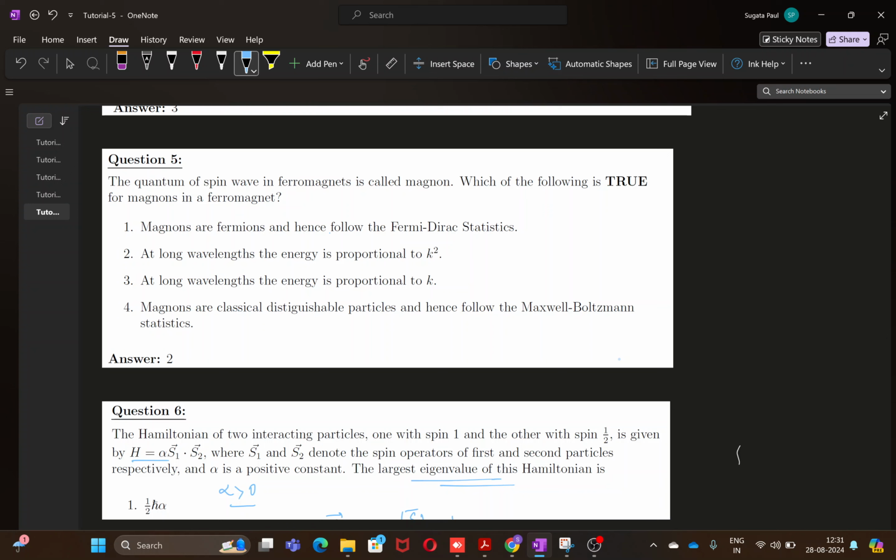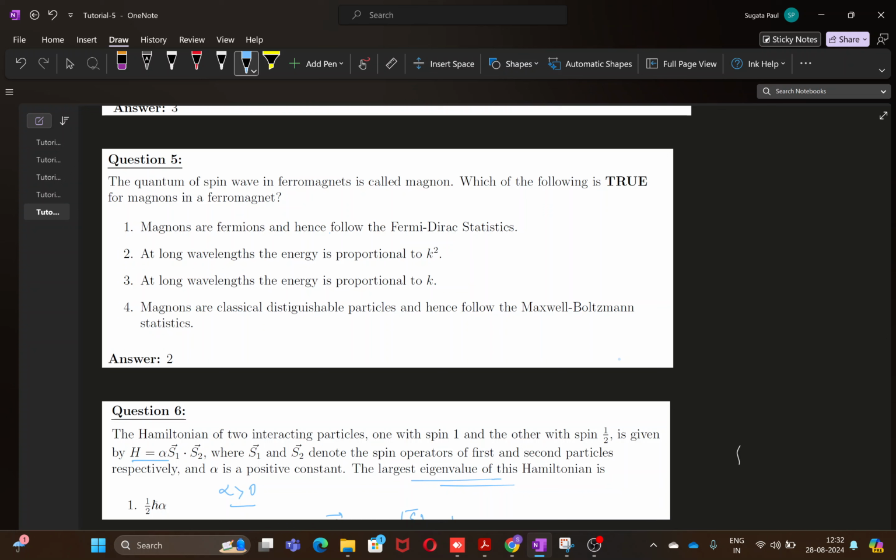Now option number 1 is that magnons are fermions and hence follow the Fermi-Dirac statistics. This is absolutely not true, because magnons are bosonic particles, just like the lattice has phonons. Phonons are vibrational modes in the lattice which are quantized, right? Similar to that, magnons are also the quantized version of the spin wave in a ferromagnet. So they are all bosonic particles, and hence they do not follow Fermi-Dirac statistics, but they follow the Bose-Einstein statistics. So the first option is not true.